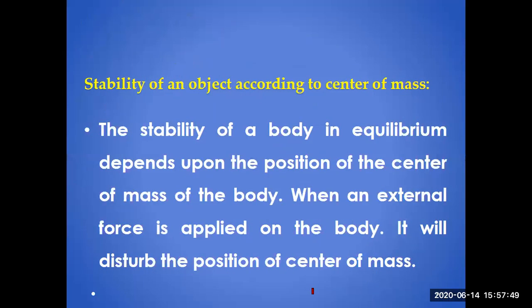Now, stability of an object according to the center of mass. What is the role of stability of the object in the sense of center of mass, when will it be more stable and when will it be less stable? The stability of a body in equilibrium depends upon the position of the center of mass of the body. When an external force is applied on the body, it disturbs the position of the center of mass.